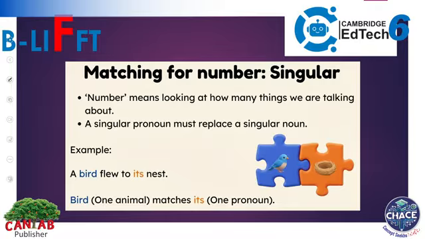Matching in number. If your subject is singular, you have to look at how many things we are talking about. If your subject is singular, you must replace it with a singular pronoun. For example, for a bird, we replace it with its. Its is used as a singular pronoun.